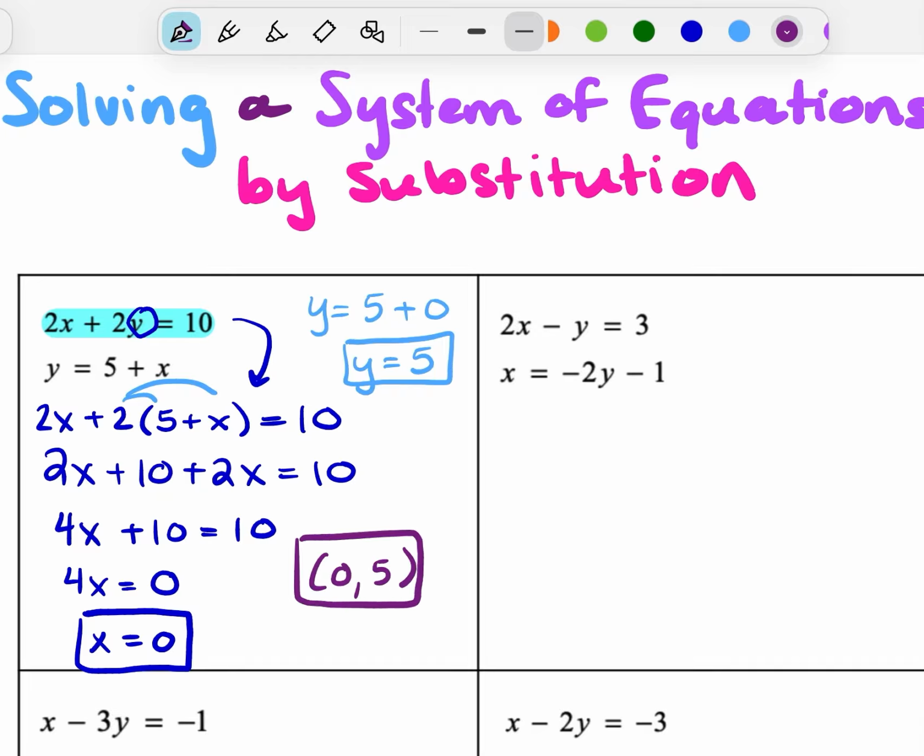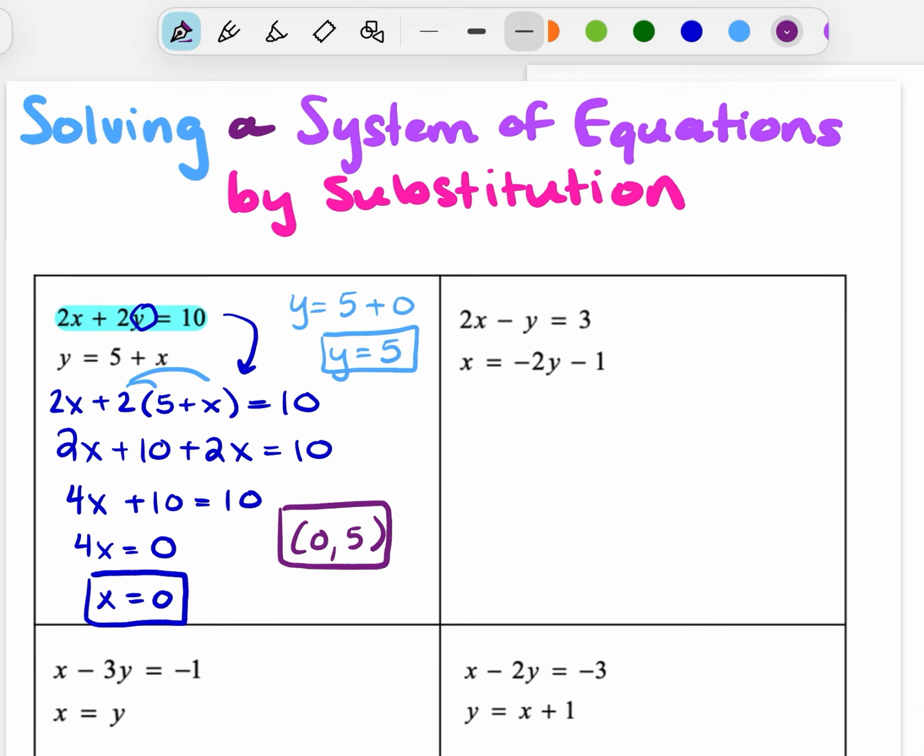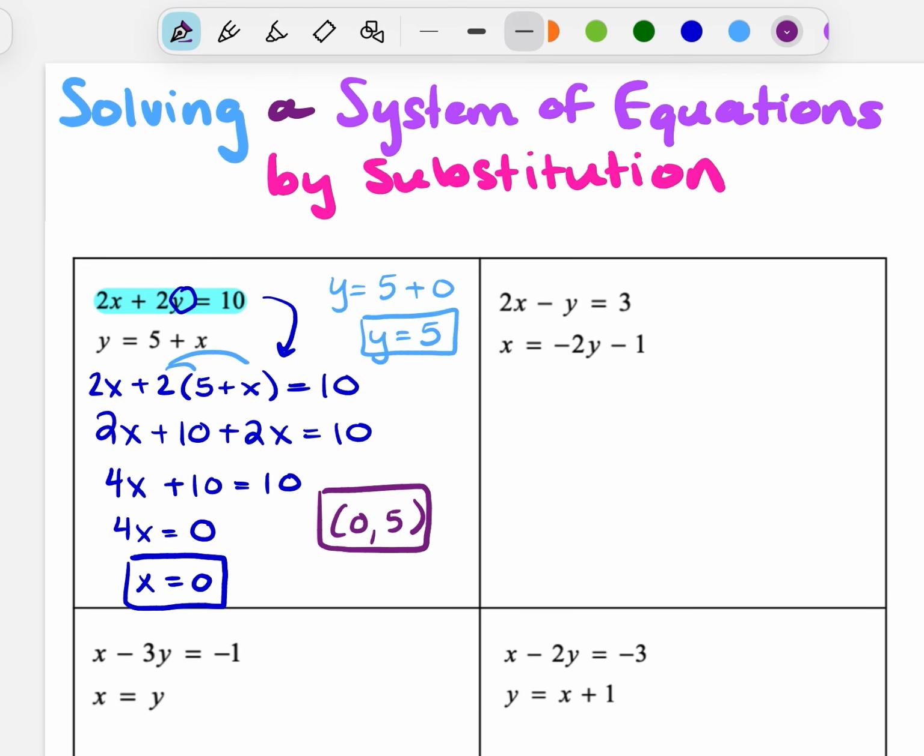When we graph both of these equations, y is equal to 5 plus x and 2x plus 2y is equal to 10, they're going to intersect at the point (0, 5). For the second problem, we have 2x minus y equals 3, and x is equal to negative 2y minus 1. Since I know what x equals, I'm going to replace x. So I have 2 times (negative 2y minus 1), because that's what x is equal to, minus y equals 3.